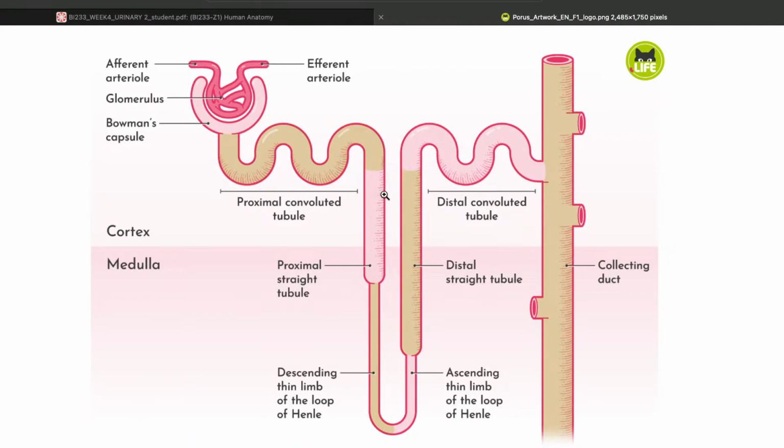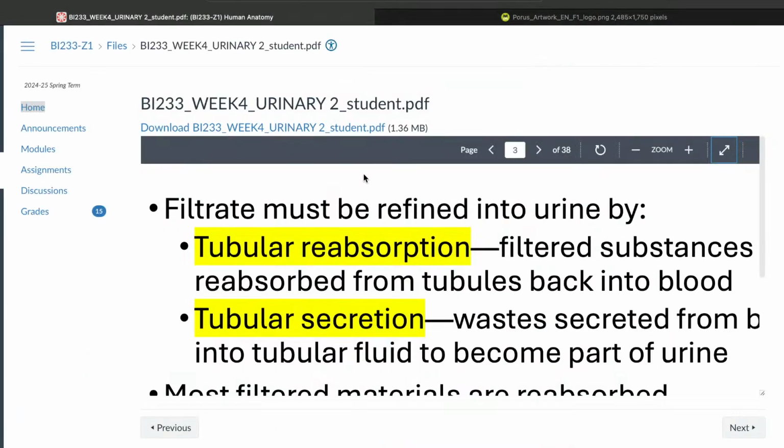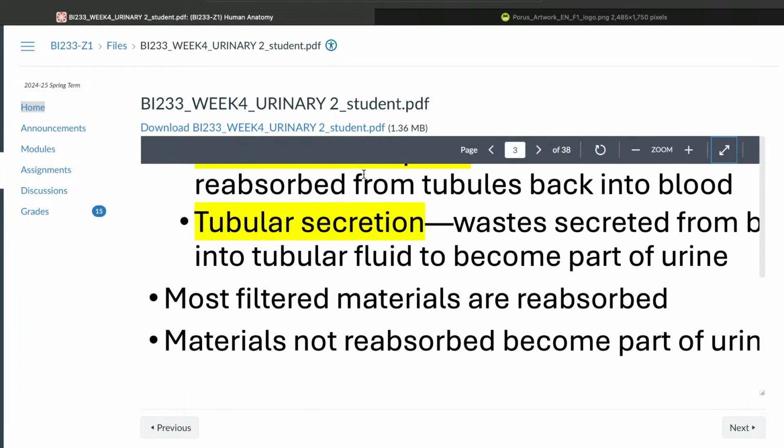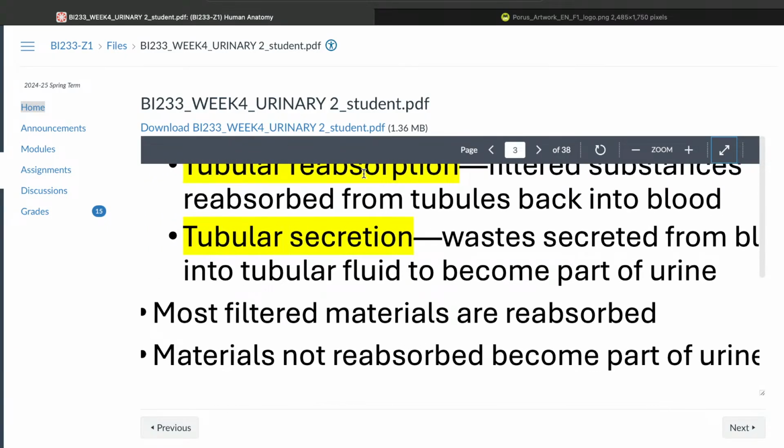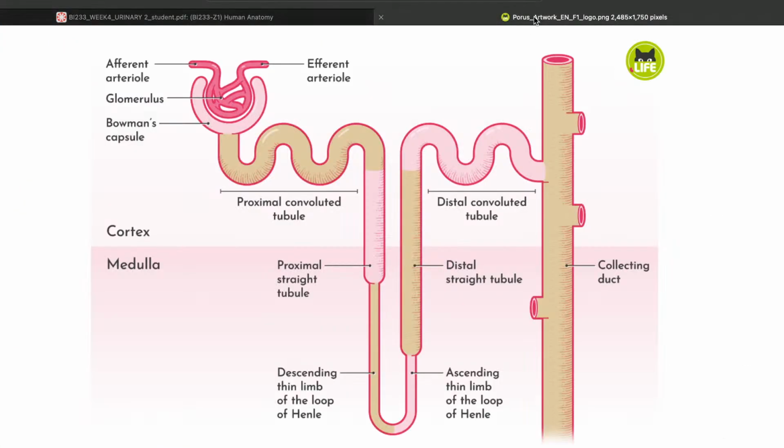So tubular reabsorption. Here we have all this filtrate coming into the Bowman's corpuscle. It's going to go through the proximal convoluted tubule, then down the nephron loop, and that's when the tubular reabsorption is going to occur. Filtered substances are reabsorbed from tubules back into the blood. Tubular secretion is when wastes are secreted from the blood into tubular fluid to become part of the urine. So there's an arrow going this way and an arrow going this way.